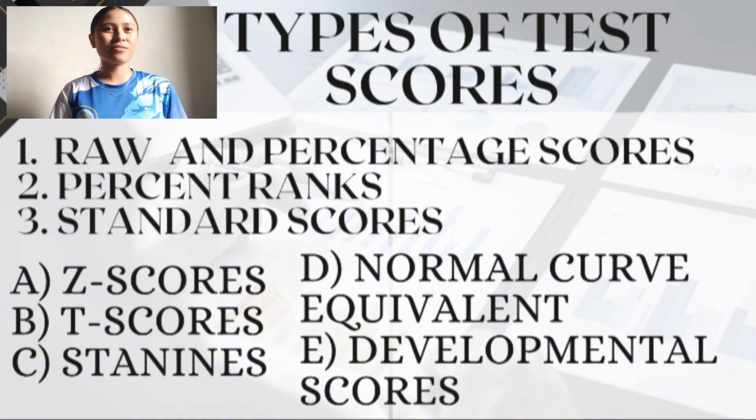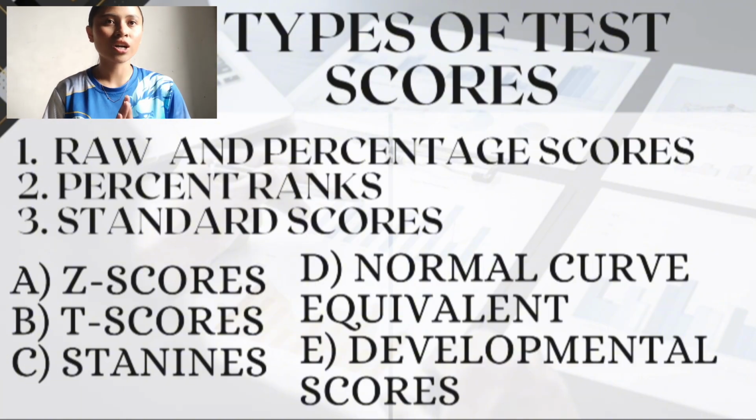Here are the types of test scores. Number 1, raw and percentage scores. Number 2, the percentile ranks. Number 3, standard scores, and associated with the standard scores are the following: the Z-score, T-scores, stanines, and normal curve equivalent and developmental scores. Later on, we will get to know these types of test scores.